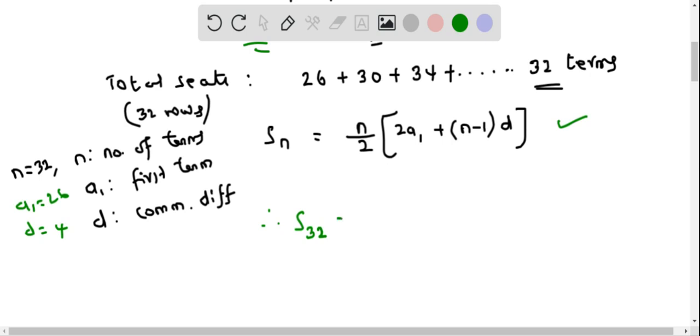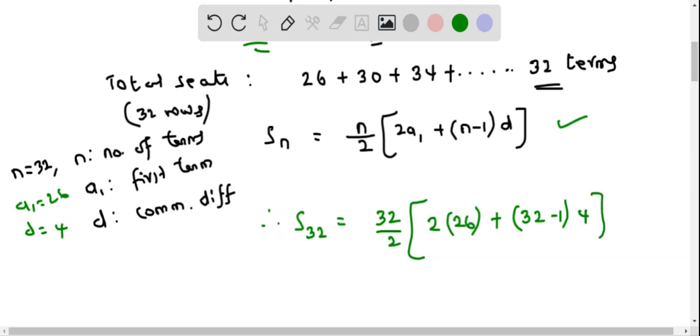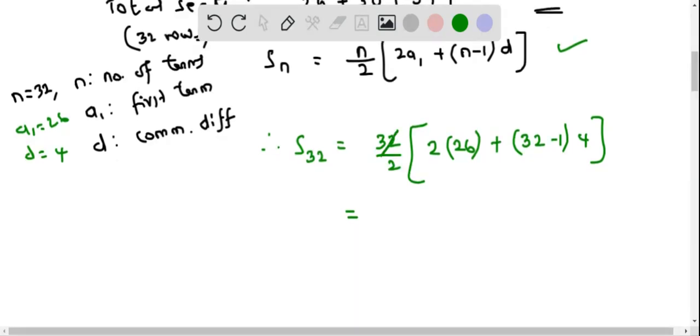So therefore we can write this as S sub 32, and this equals 32 over 2 times (2a1, a1 is 26, plus (n minus 1), that is 32 minus 1, times d, the difference, which is 4 here). So we have to simplify and evaluate this expression. We can cancel this 32 with the 2 as it goes 16 times. So therefore, this is 16 times (2 times 26 is 52, plus 32 minus 1 is 31, and then multiplied with 4). So let's calculate this.